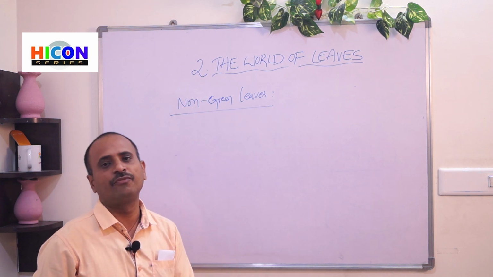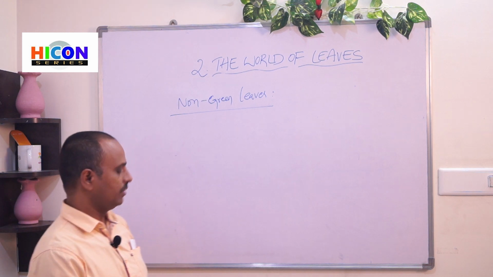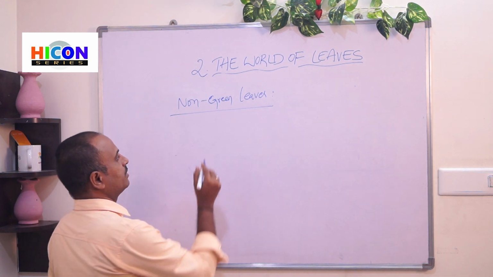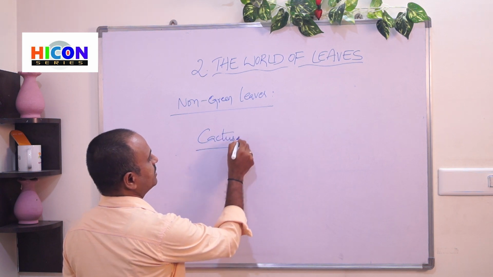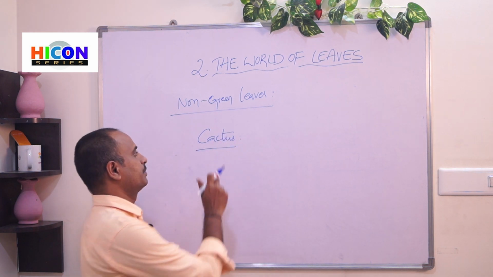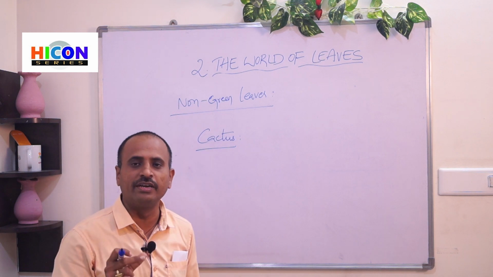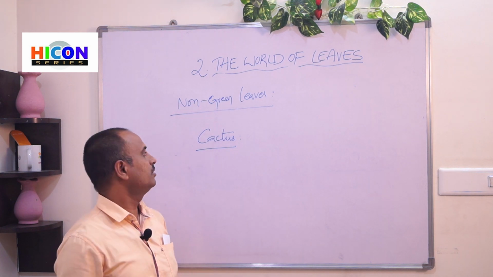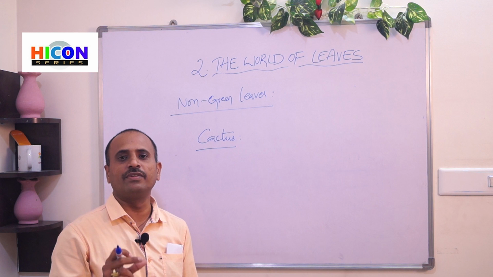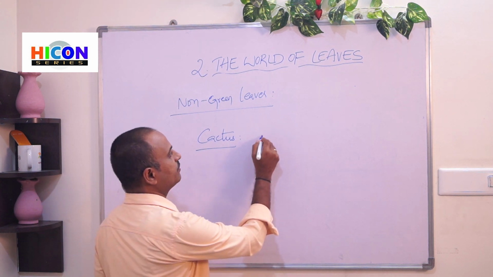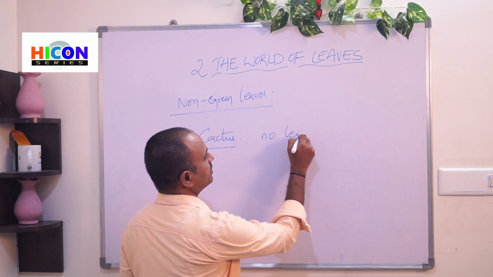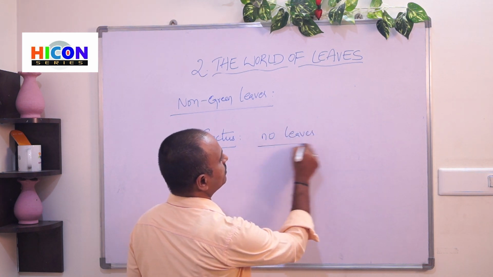cannot prepare their food. For example, if we take the cactus, the cactus plant. Have you ever seen a cactus plant? These plants are generally observed in deserts. Look at the picture, you are observing the cactus plant. In cactus plants there are no leaves. Cactus plants do not have leaves.